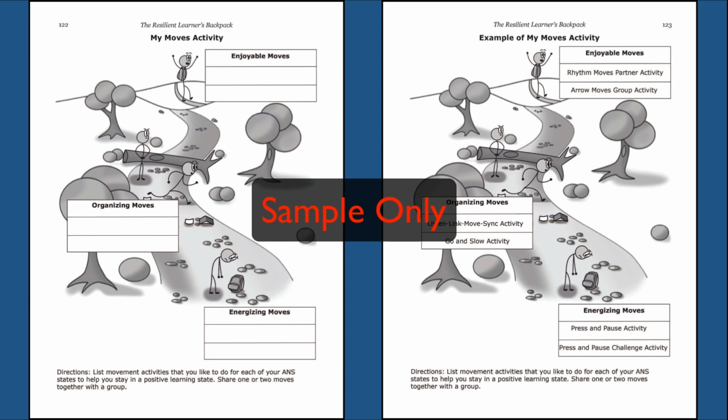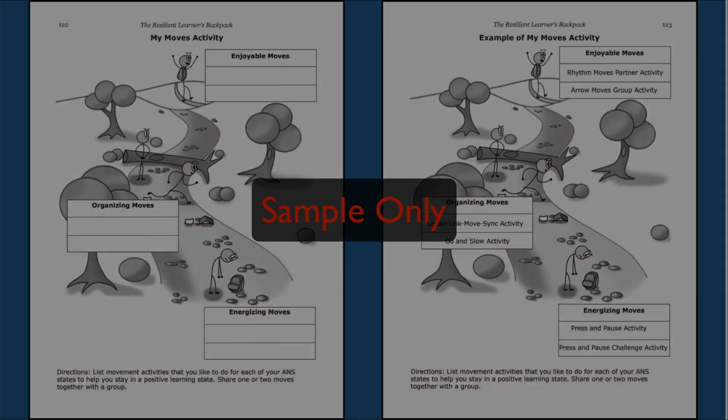So this is an activity that you can do with your students and add to their ventral backpack. So when you say, where are your regulating resources? What are they when you're in sympathetic? They know, well, I like to do listen, link, move, sync, or I like to do the go and slow activity. In dorsal, I like to do the present pause activity or the press and pause challenge activity. When I'm feeling good about stuff, my enjoyable moves, I really like doing rhythm moves, partner, or arrow moves. So it's just a way to organize the moves by nervous system states.